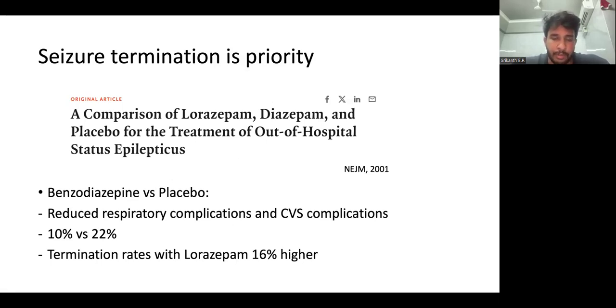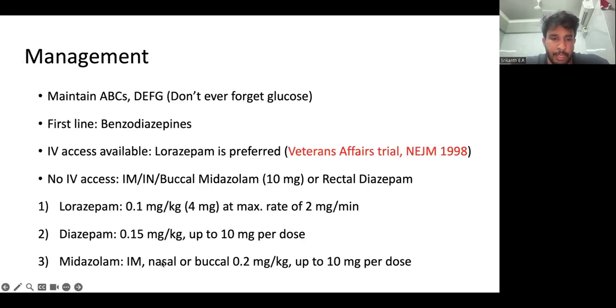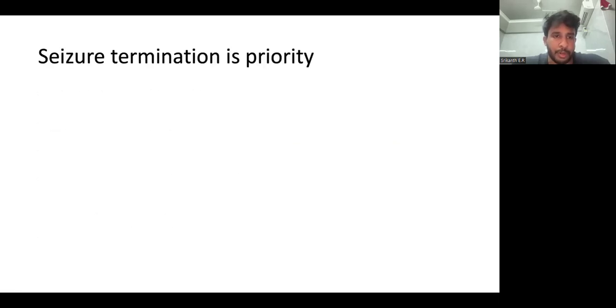Appropriately dose your benzodiazepines. What I mentioned before, 10 mg midazolam is what you should be giving. Even if you're giving IV, you should give 10 mg midazolam. If you're using an IV drug, it's better to use 4 mg of lorazepam instead of midazolam. You should appropriately dose your AEDs, because the termination of seizure should be your priority.